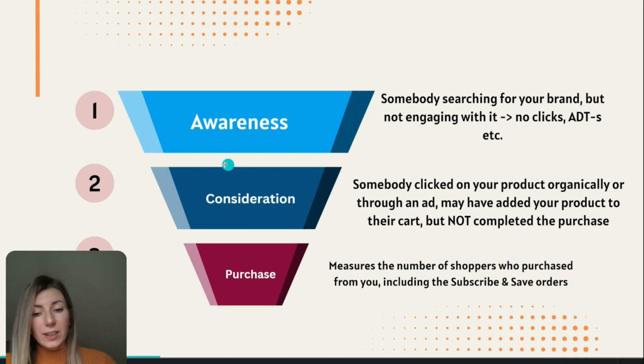At the consideration level, somebody may have clicked on your product or may have added it to their cart but not completed the purchase. And at the bottom, we find purchases, which measures the number of shoppers who purchase from your brand, including the subscribe and save orders as well.